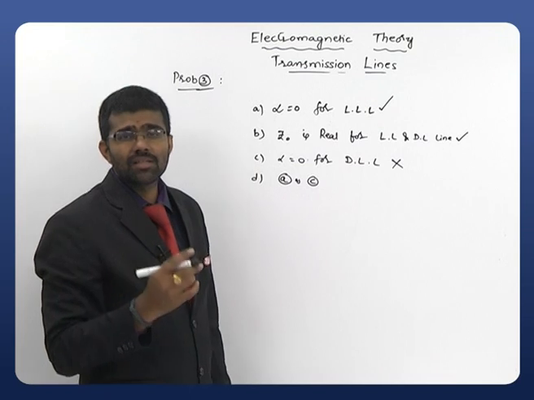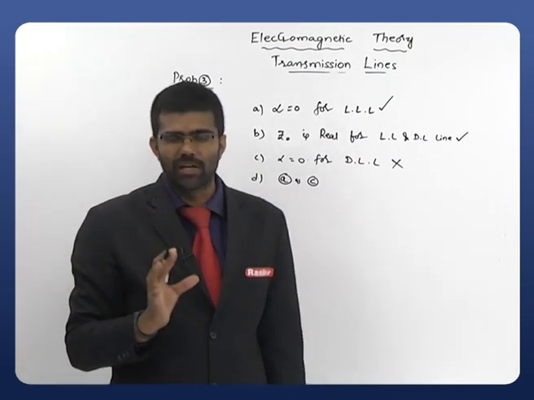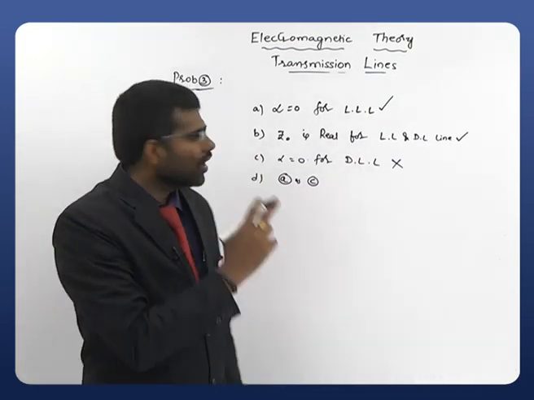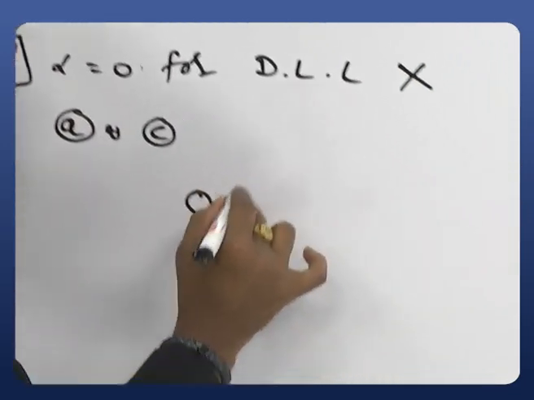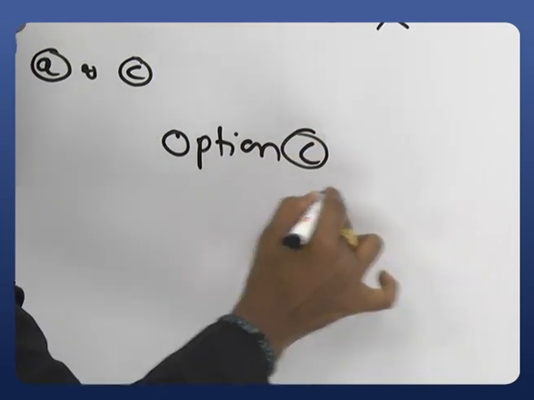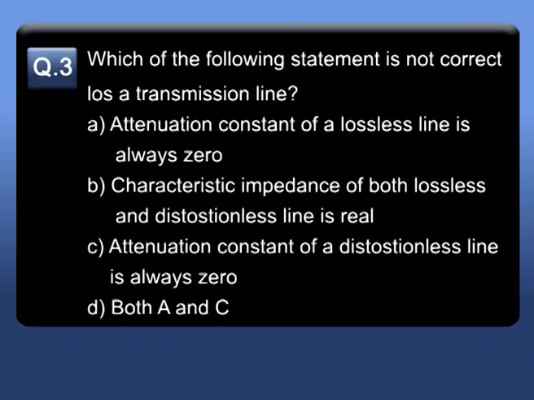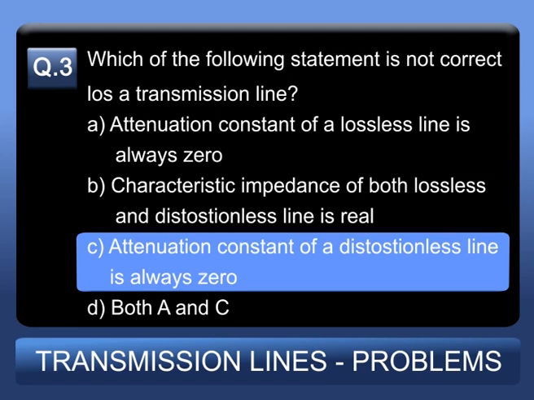And what he asked is to identify the wrong statement. Among these four, option C is the wrong statement. So here you are supposed to identify the answer as option C. As this is the wrong one, option C is the correct answer.